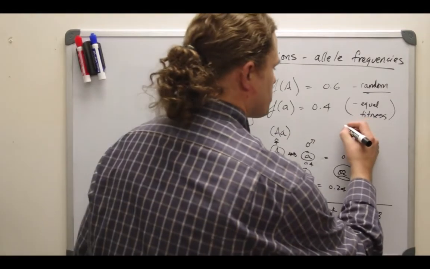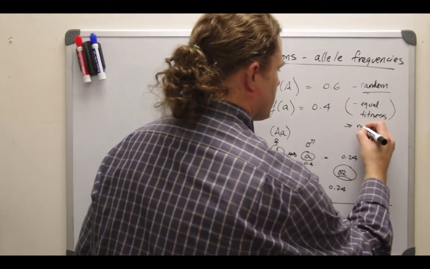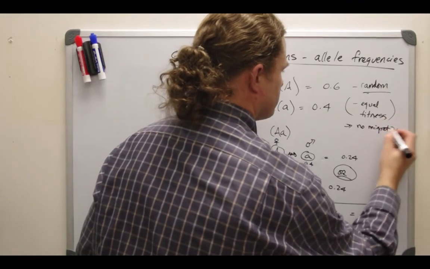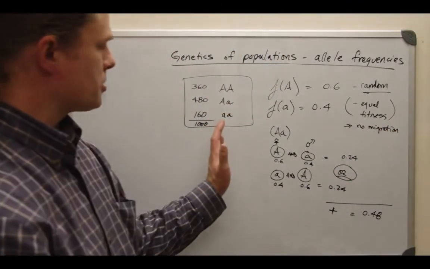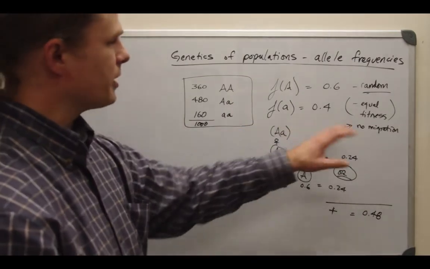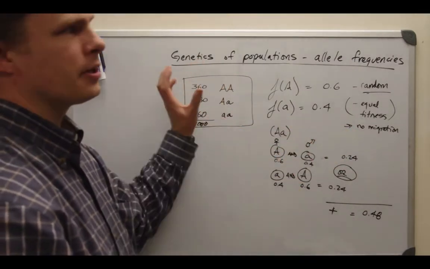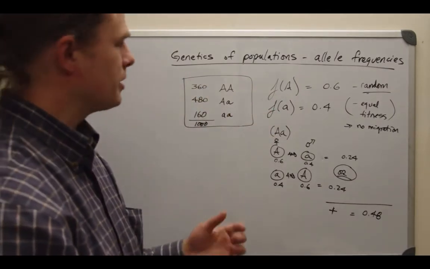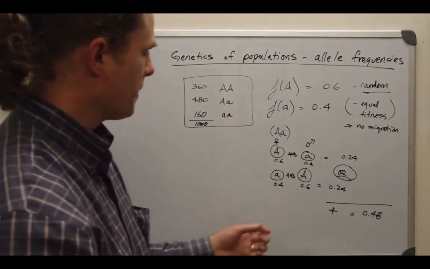Okay? And also we'll assume things like no migration in or out of the population. So generation to generation, we're assuming that there's not large numbers of individuals coming into this population from elsewhere or leaving this population that shift the allele frequencies that we see here.